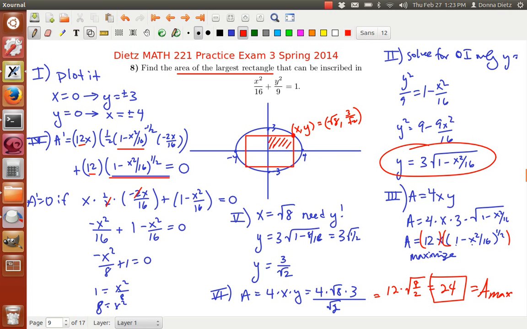Now we go back and read the problem and make sure we answered all the parts of the question. Find the area of the largest rectangle that can be inscribed. Yes, we found the area of the largest rectangle. We did.